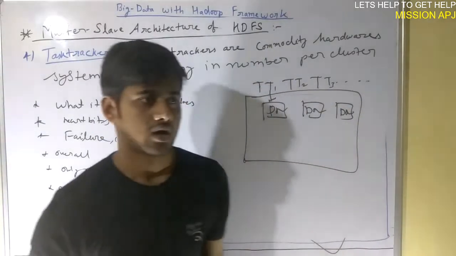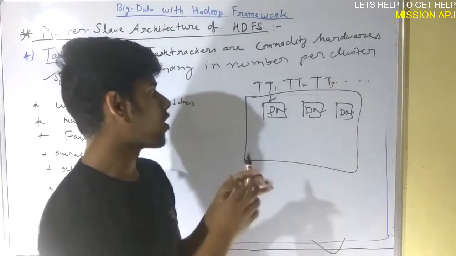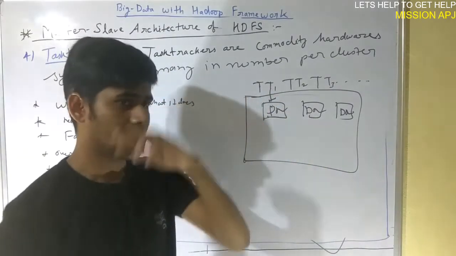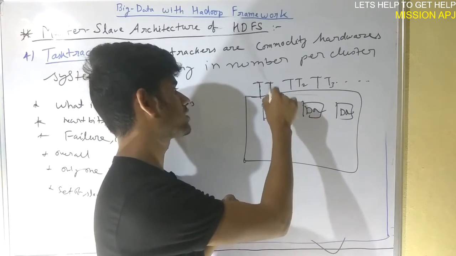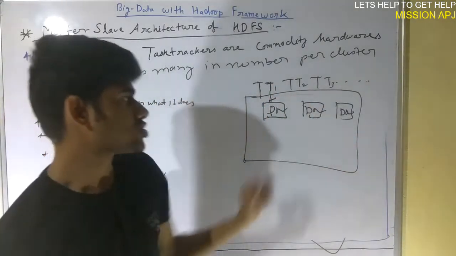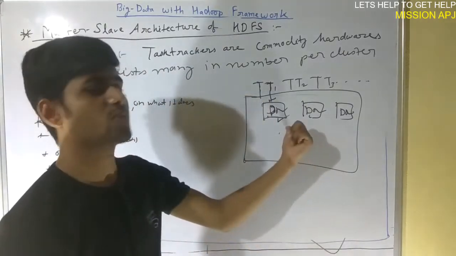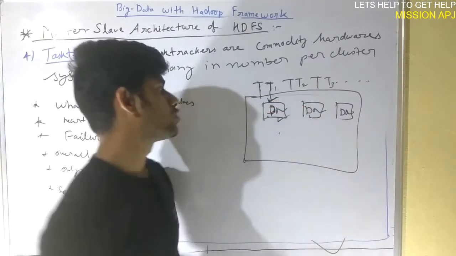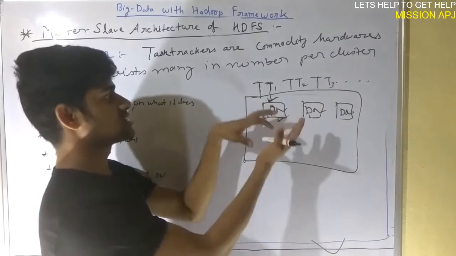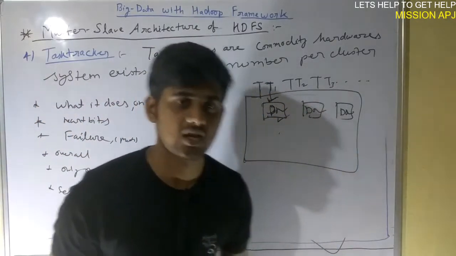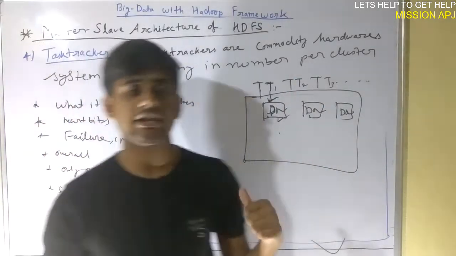Task tracker starts two processes, which we'll be discussing later. So it takes the task from job tracker and works on the data on which job tracker has assigned it to work. Suppose this data node will work with TT1, task tracker 1, and this data node will work with TT2. The data stored in data node 1 that needs to be processed, task tracker 1 will work on it and will send the information to the job tracker every 3 seconds, so that job tracker can update itself and update the client on how much work has progressed.